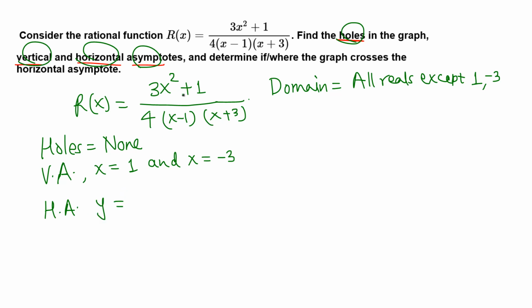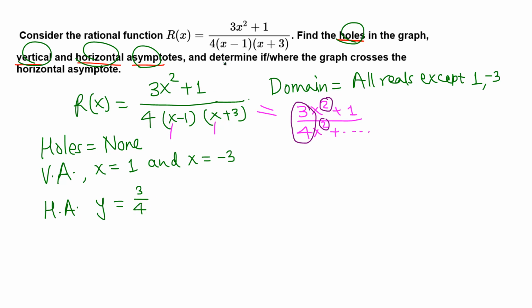Next we need to find the horizontal asymptote, HA. We can multiply the bottom and just look at the leading term. The top is 3x squared plus 1. On the bottom, the leading terms are 4, x times x, which is 4x squared, plus other terms. Now we compare the degrees of top and bottom: degree 2, degree 2. So the horizontal asymptote is the ratio of leading coefficients, 3/4. So HA is y equals 3/4.